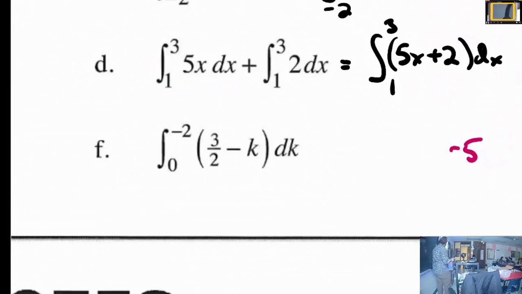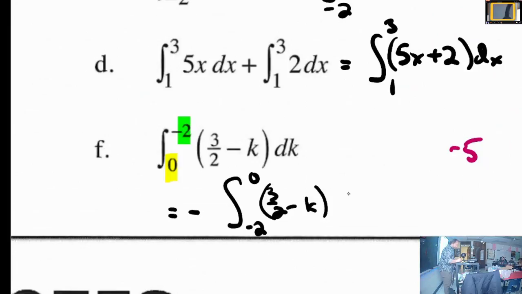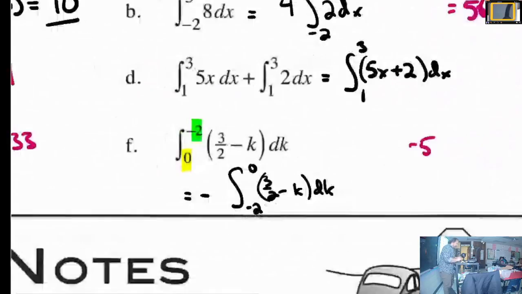Question F, you might have noticed, is backwards. You have a 0 on the bottom and -2 on the top. So what you want to do is make this the negative integral of -2 to 0 of 3 over 2 minus k dk. And then from there, you would use the antiderivative, plug in 0, plug in -2, and subtract to get -5. Again, the answers are there.